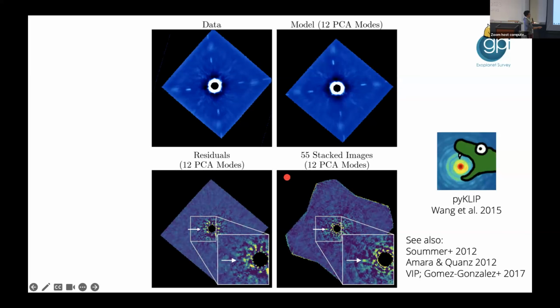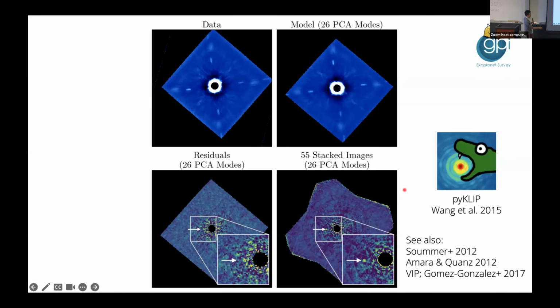And then we stack 55 of these images together. You'll see that actually, as we increase the number of principal component modes to remove more and more of the substructure, we get this faint point source that appears right next to the star. This is actually a real astrophysical point source. Turns out this is a chance alignment with a background star that just happens to be 0.2 arcseconds away from the star we're interested in imaging. So this is not a real planet, but it gives you a sense for how we actually detect faint planets next to very bright stars.